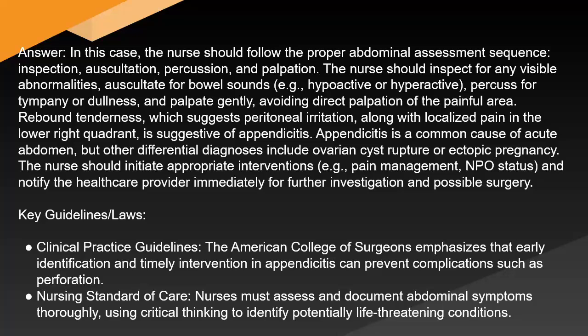The nurse should inspect for any visible abnormalities, auscultate for bowel sounds, e.g. hypoactive or hyperactive, percuss for tympany or dullness, and palpate gently, avoiding direct palpation of the painful area. Rebound tenderness, which suggests peritoneal irritation along with localized pain in the lower right quadrant, is suggestive of appendicitis. Appendicitis is a common cause of acute abdomen, but other differential diagnoses include ovarian cyst rupture or ectopic pregnancy. The nurse should initiate appropriate interventions, e.g. pain management, NPO status, and notify the healthcare provider immediately for further investigation and possible surgery.